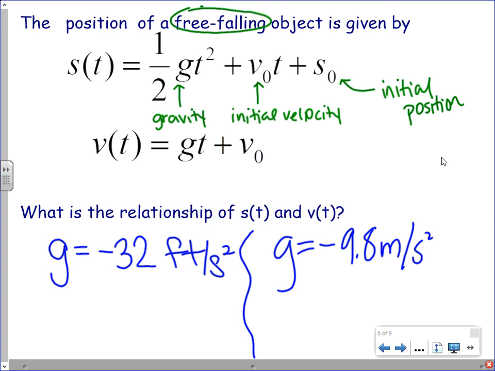So if you are given something in feet, you need the negative 32, but if you're given something in meters, you will need the negative 90.